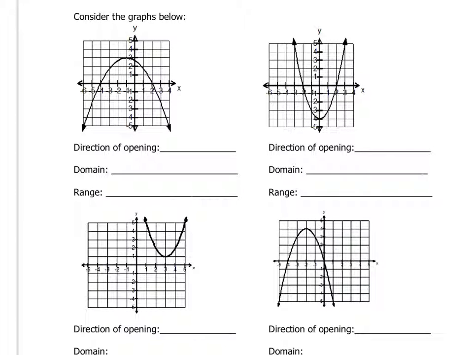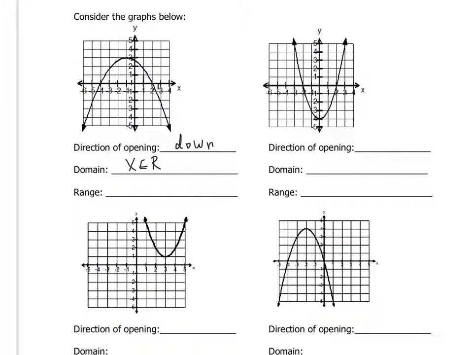So now we've just got the direction of opening combined with it. When you look at this one here, the direction of opening would obviously be down. The graph is opening down. And for the domain, there is no x on the x-axis which does not have a matching point with that coordinate on the graph, because the graph keeps getting wider and wider. So the domain would be all real numbers.